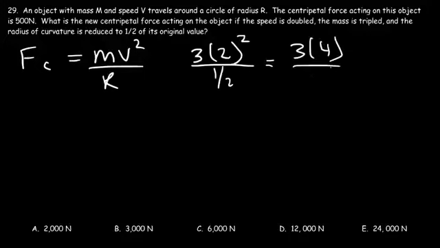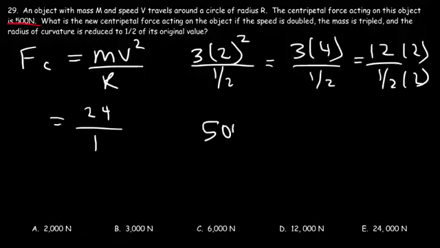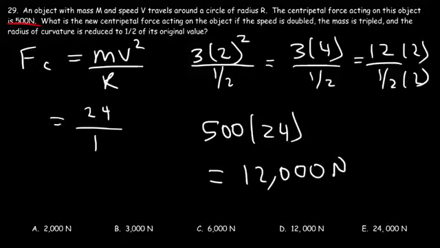2 squared is 4, and 3 times 4 is 12. 12 divided by a half is the same as 12 times 2. If we multiply the top and bottom by 2, 1/2 times 2 is 1, 12 times 2 is 24. So the centripetal force is 24 times its original value. Now the original value, we have it, it's 500. So the new value is going to be 500 times 24, which is 12,000 newtons. So that's the new centripetal force. D is the right answer.